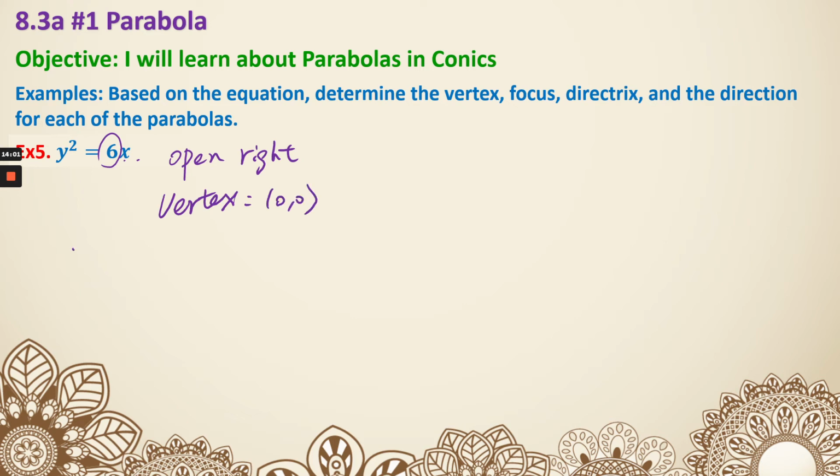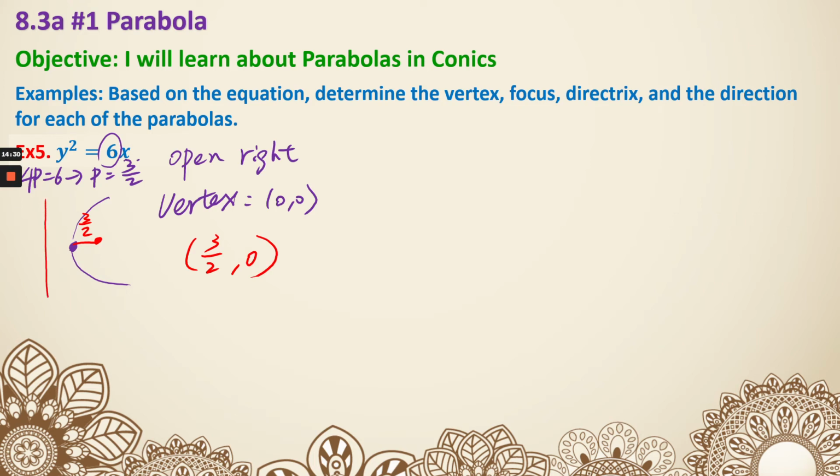And let's draw our 0, 0. We already know it's going to open to the right. That's roughly how it is. Since this number 6 is 4p, that means my p is, let me write it on the left side. Since 4p is the 6, that means my p is going to be 3/2. So my focus would be 3/2 away. So I can find my focus to be 3/2, 0.